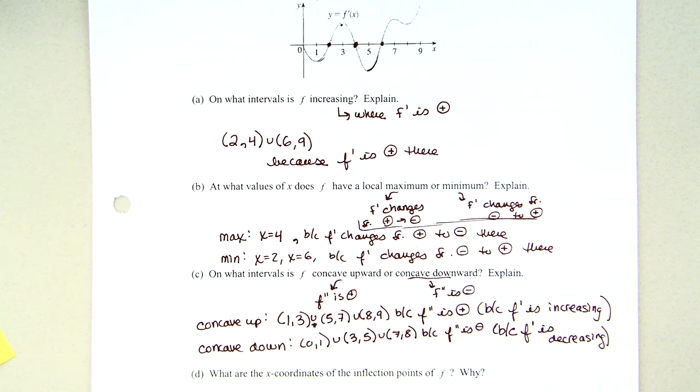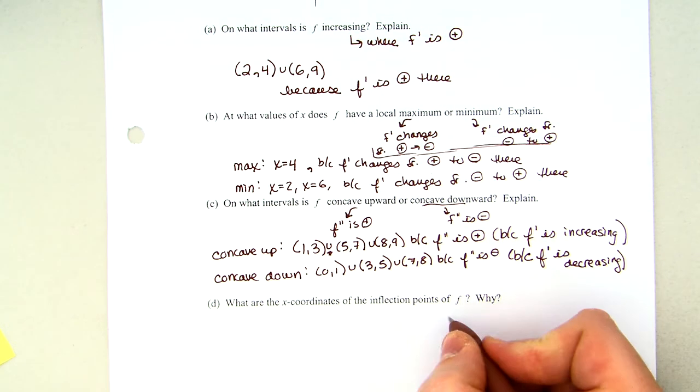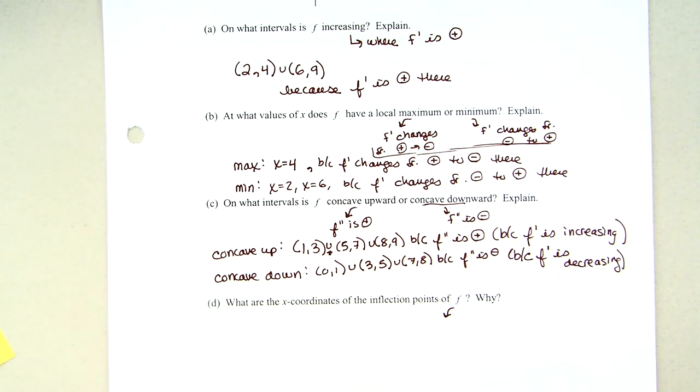Let me do letter D, and then we'll go on to problem 2. Look at problem 2. Letter D, x coordinates of points of inflection. How about you take a moment, write down your definition of f having a point of inflection, and see if you can think about where we will have points of inflection.